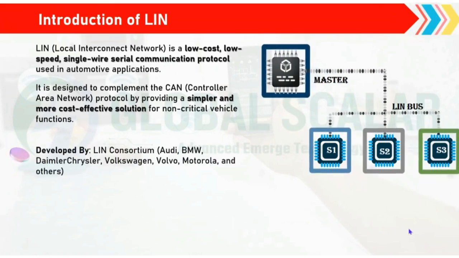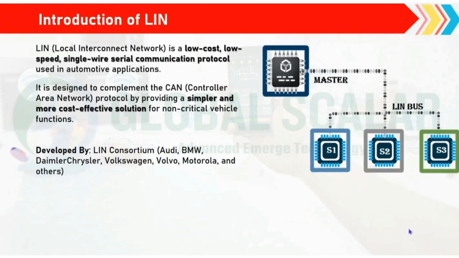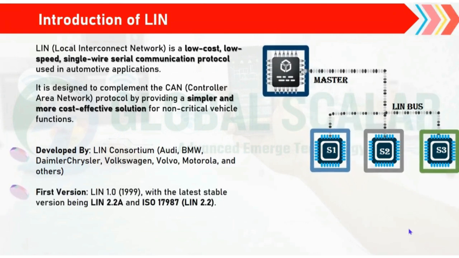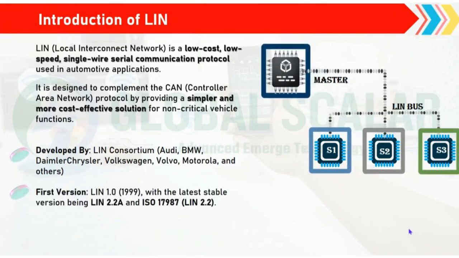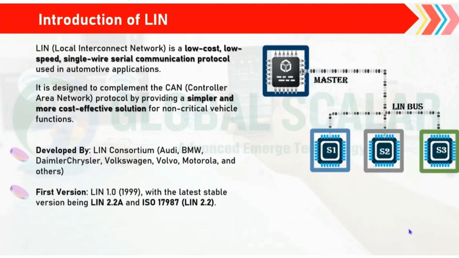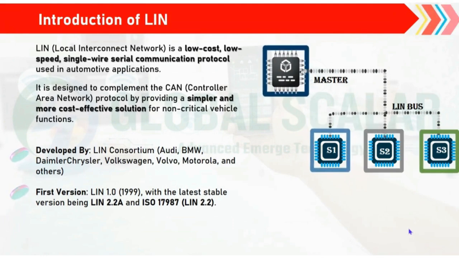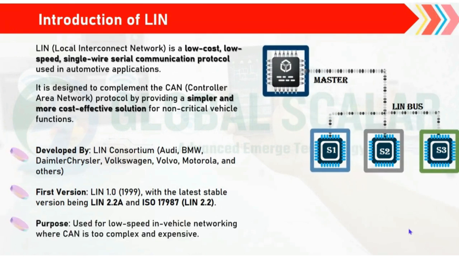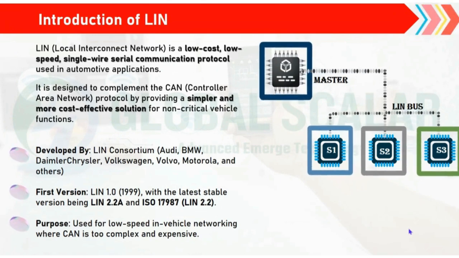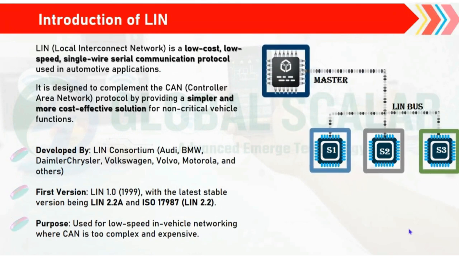The protocol is specific to many automotive industries. The first version evolved in the 1990s, and the latest stable version is LIN 2.2a, and ISO 17987 is the latest standard for LIN 2.2. The purpose is low speed in-vehicle networks where CAN is too complex and expensive compared to the LIN protocol.